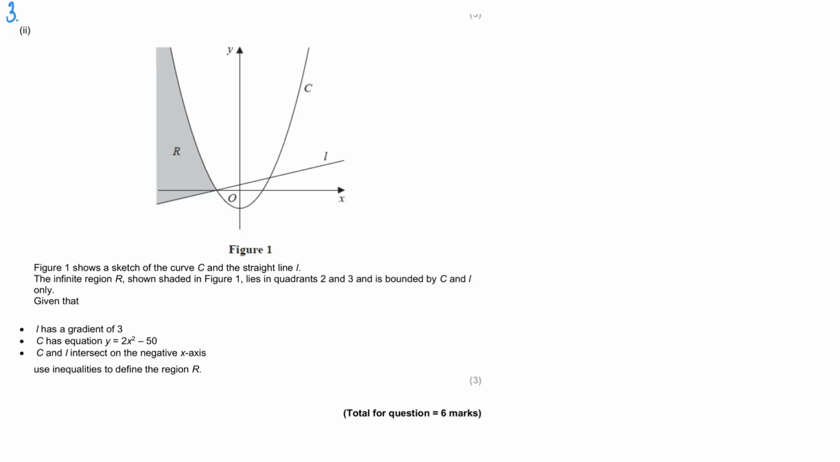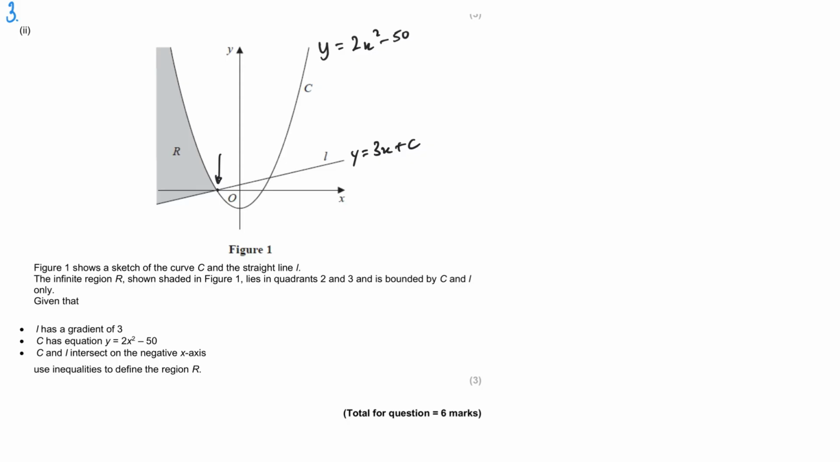Now, look at this one. We've got a little bit of information. First, we need to find this coordinate here, where these two intersect. So this line is y equals 3x plus c, as we don't know our value of c. This one is y equals 2x squared minus 50. So these two things, we've been told.